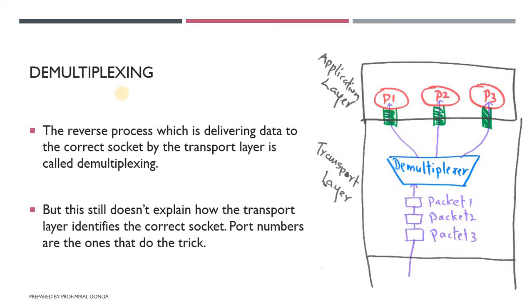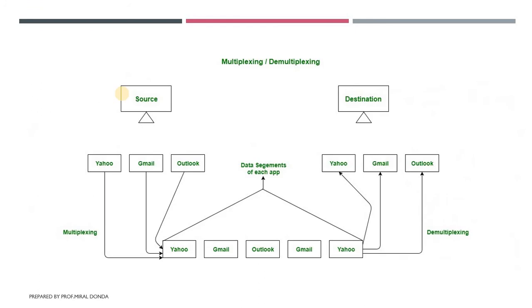So the key role of the transport layer is multiplexing and demultiplexing. So the key process in the transport layer is multiplexing and demultiplexing. Now this is the figure of multiplexing and demultiplexing. Suppose this is a source and this is a destination.